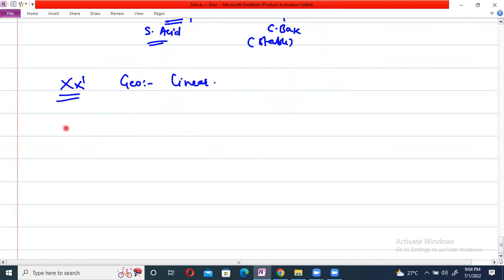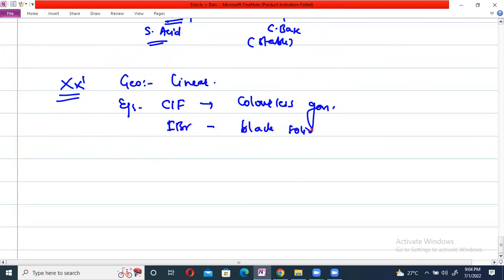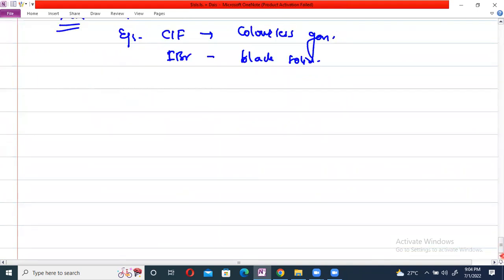But in XX', the most important example they ask in the exam is ClF. How does it look? You should say, sir, it is a colorless gas, right, beta? And one more, IBr. If you see, sir, it is a black colored solid. That was about XX'. Another interhalogen compound is XX3. But in XX3, the most important example is ClF3.